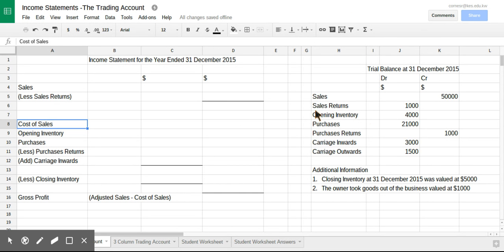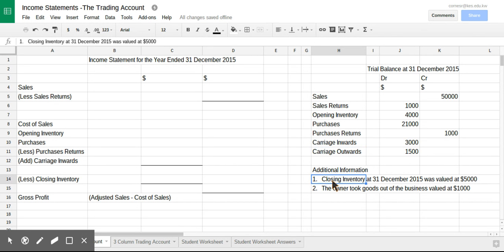Okay, there's some additional information here. The information will always come out of the trial balance. I put carriage outwards in only because it's sometimes put in exam questions to confuse you. Carriage outwards doesn't go in the trading account, it goes in the profit and loss account, which is the bottom half of the income statement.